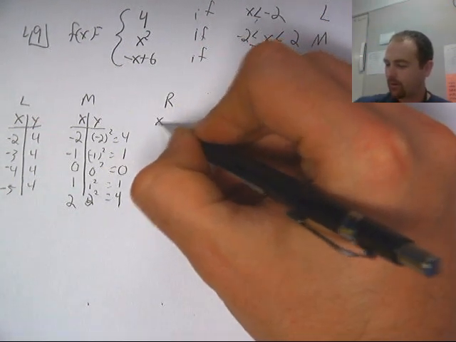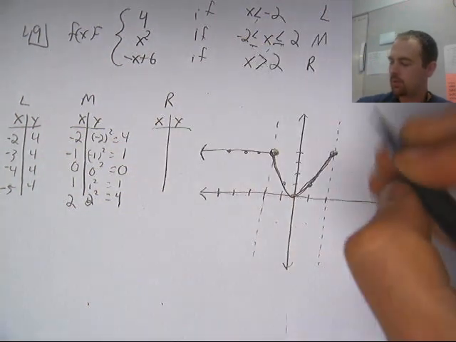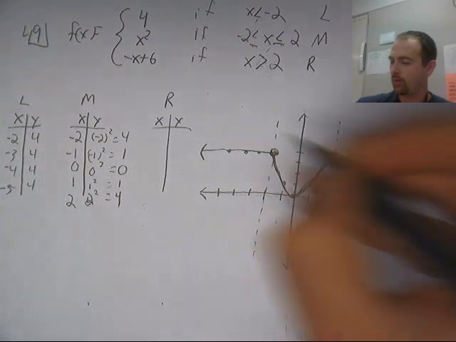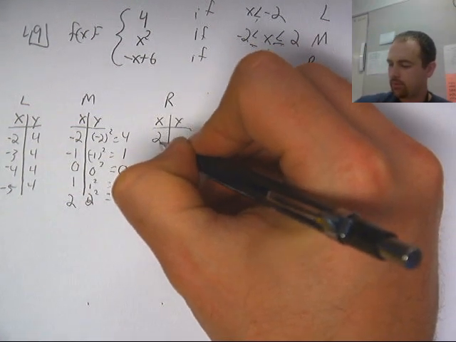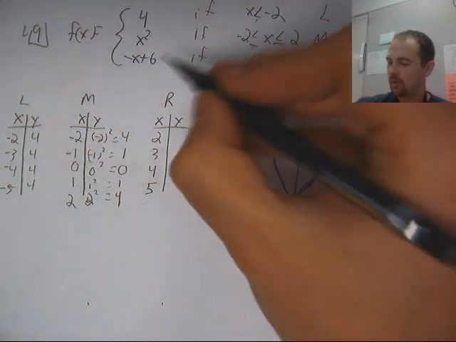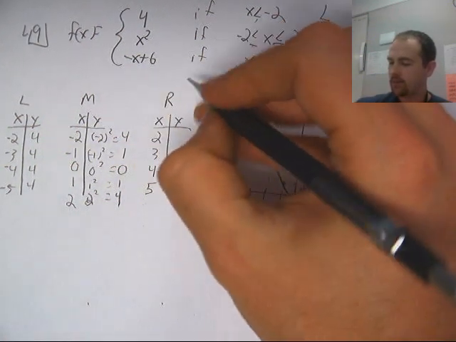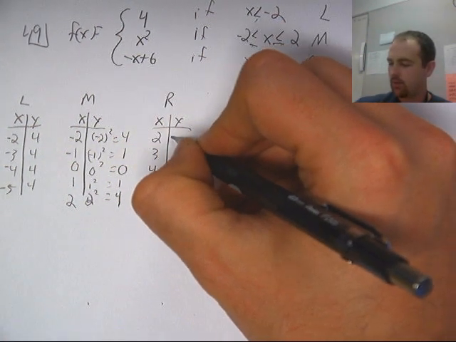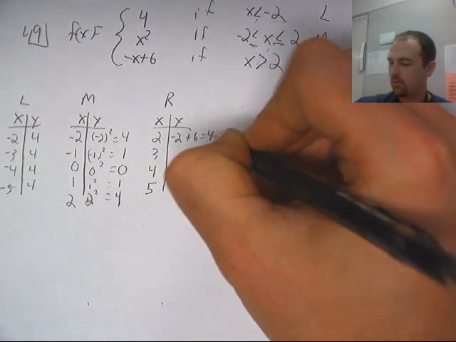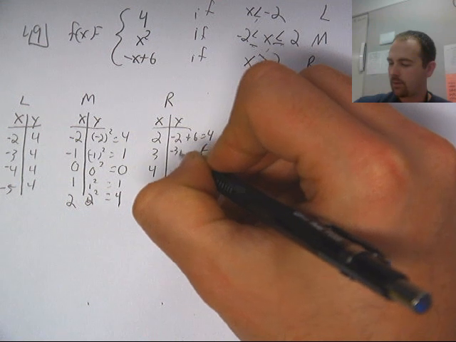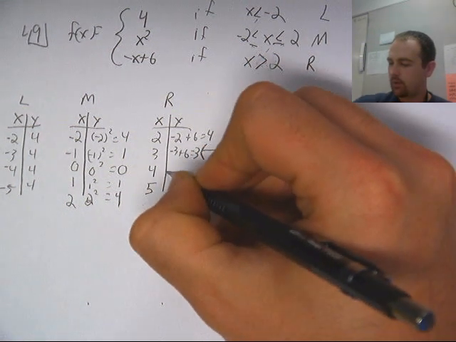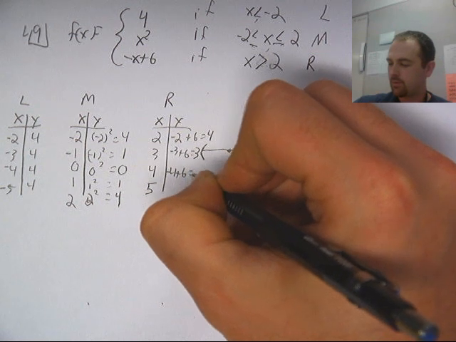Now let's go ahead and do our right-hand one. We've got X and Y. And once again, choose X values. You're going to start at the border line and go to the right. +2, 3, 4, and 5. The function is -X plus 6. So that'll be -2 plus 6, which gives me 4. -3 plus 6 will give me 3. -4 plus 6 will give me 2.